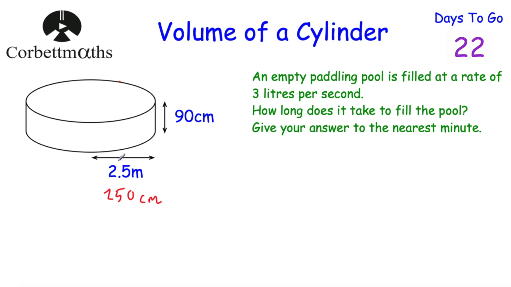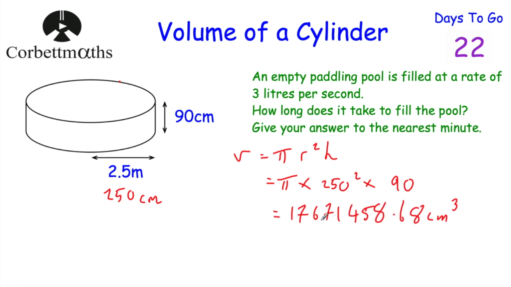So we know the radius of the paddling pool, and we know the height of the paddling pool, and the volume would be equal to pi r squared h. That's pi r squared, the area of the cross section, times the height. So we're going to do pi multiplied by the radius squared, that's 250 squared, multiplied by the height, which is 90. And if we do pi multiplied by 250 squared multiplied by 90, we get a volume of 17,671,458.68 centimeters cubed. So that's the volume of the cylinder, the volume of the paddling pool.